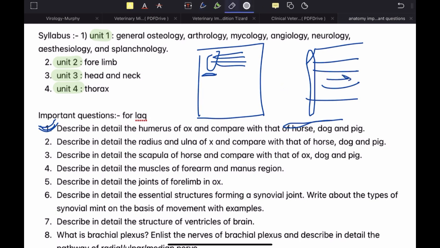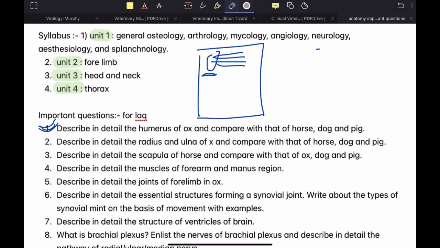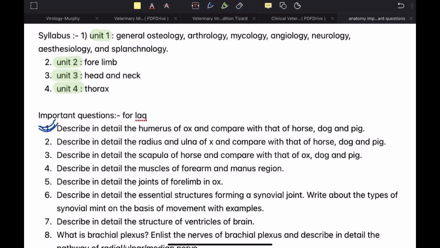So you can mention that this direction is caudal, this direction is cranial in the diagram itself. It is not compulsory, but if you want to make a very good impression on the examiner, then of course you can do this. But you must mention the side and the view. If you are drawing the right humerus of ox, then mention right humerus of ox and don't just write humerus. You will definitely get your marks deducted.